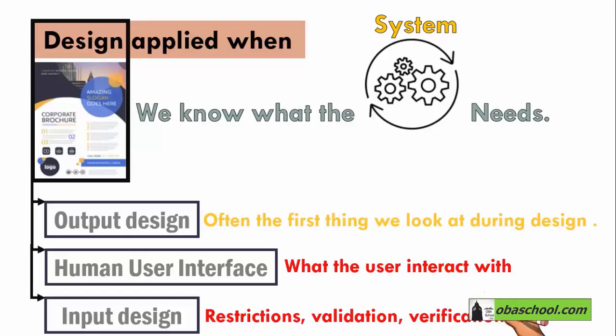Verifications is checking the accuracy of the information that will be input into the system. For example, like the username and password. So if the username and the password are incorrect, then the information will not be validated and the user will be restricted from entering the system. Thus, the input design contains these 3 points. Now we have finished design.